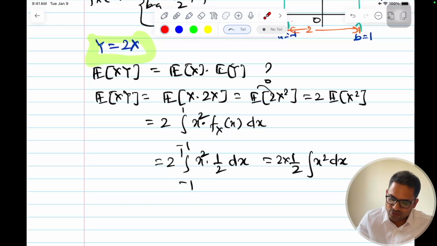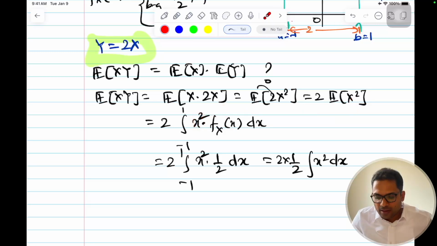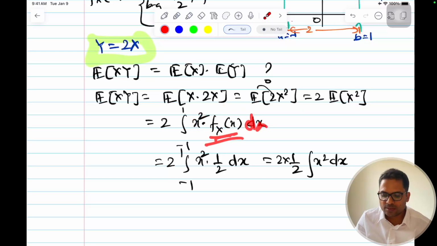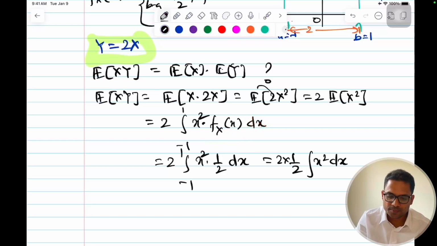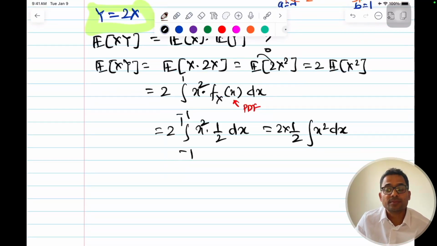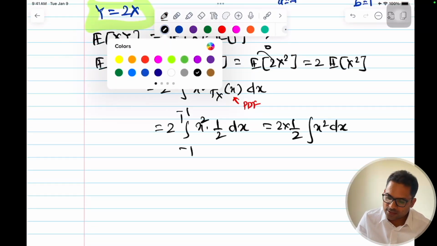Expectation of x is x into fx. Expectation of x square, here we have x square, so it would be x square into fx of x dx. This is my PDF. If this is not clear, revise the expectation class. I'll put the link in the description. So let's carry it forward.